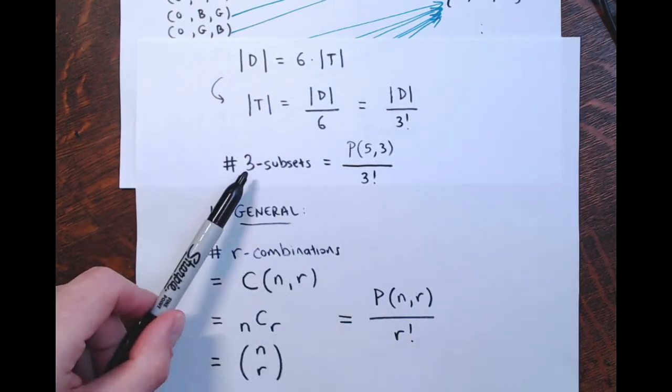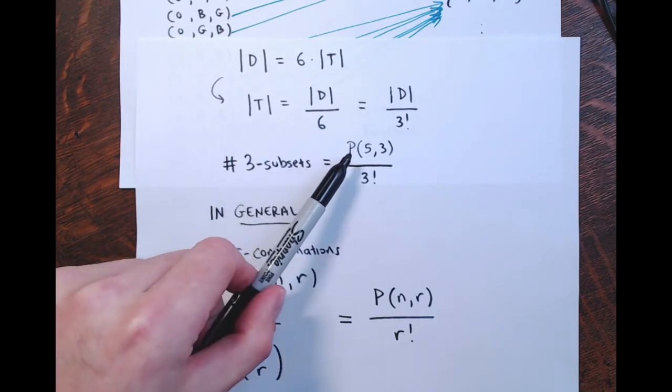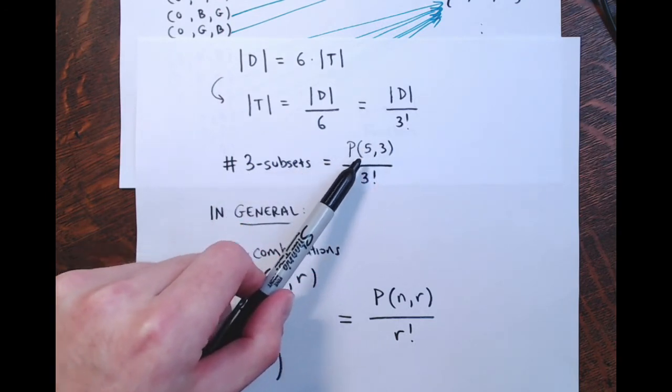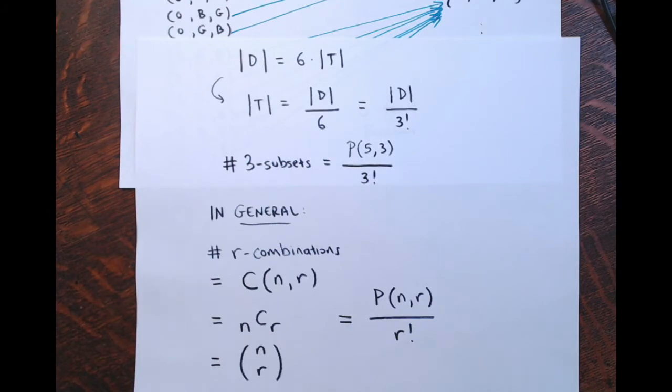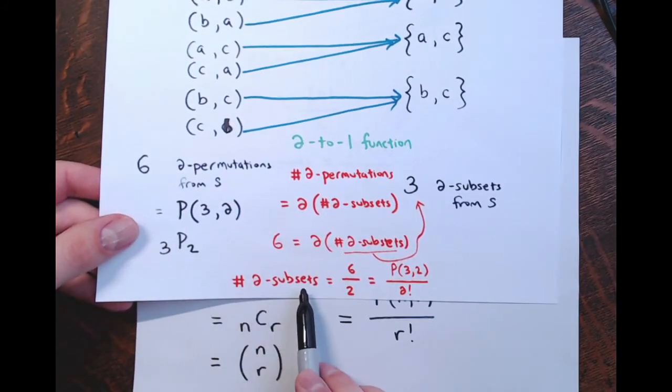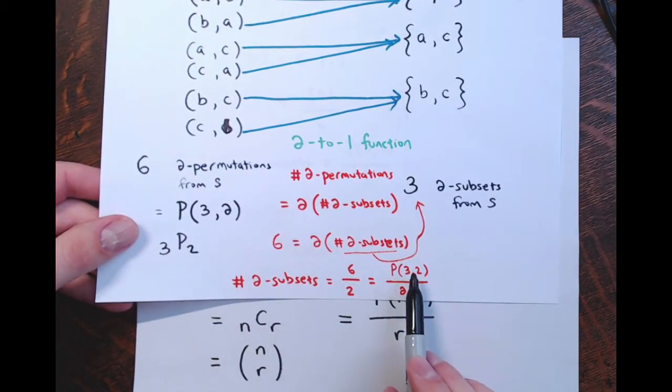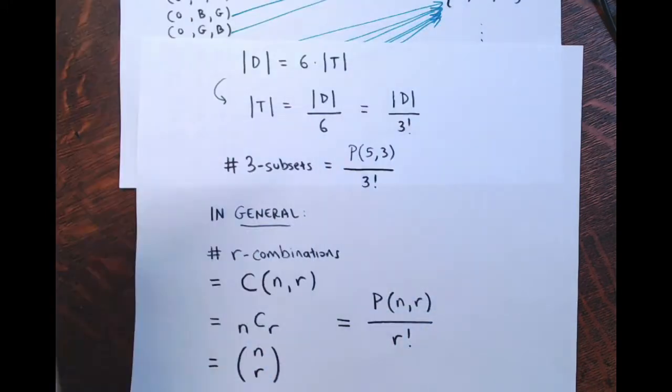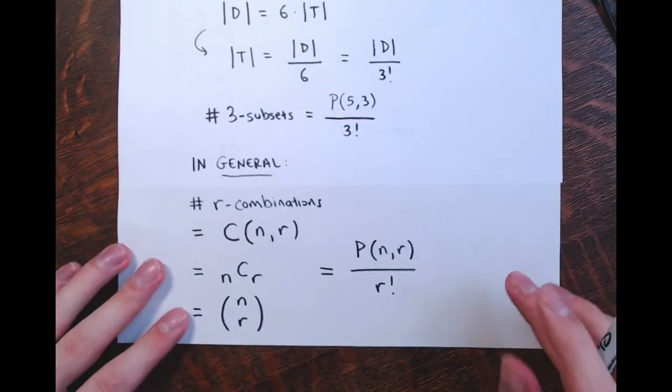Just like you saw here, the number of 3 subsets is the number of 3 permutations divided by 3 factorial. And I had that on the previous page. The number of 2 subsets on my previous page was the number of 2 permutations divided by 2 factorial. That is just the general rule to count the number of subsets.